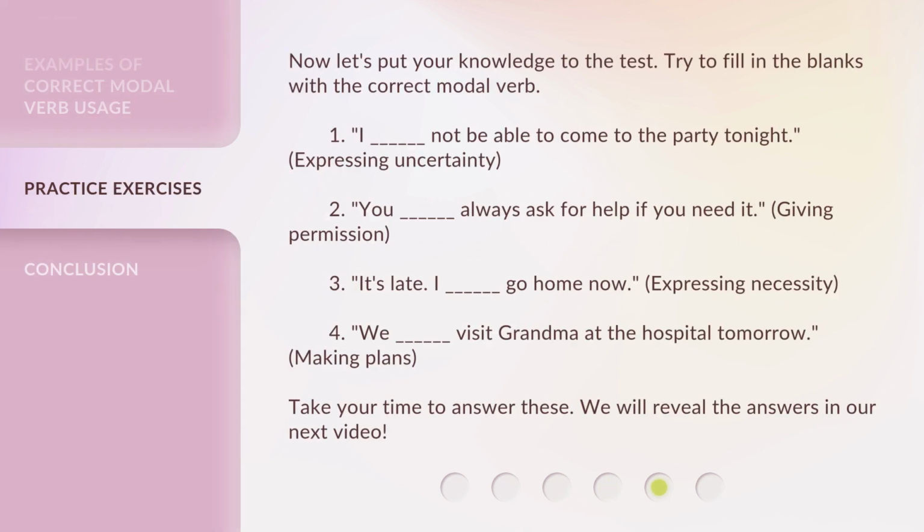Now let's put your knowledge to the test. Try to fill in the blanks with the correct modal verb. 1. I, blank, not be able to come to the party tonight. Expressing uncertainty. 2. You, blank, always ask for help if you need it. Giving permission. 3. It's late. I, blank, go home now. Expressing necessity. 4. We, blank, visit grandma at the hospital tomorrow. Making plans. Take your time to answer these. We will reveal the answers in our next video.